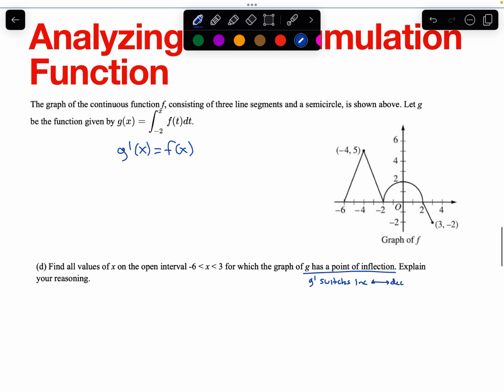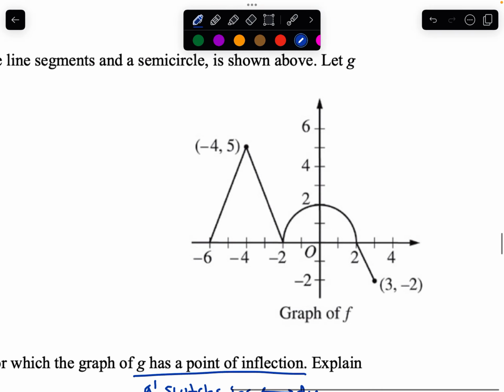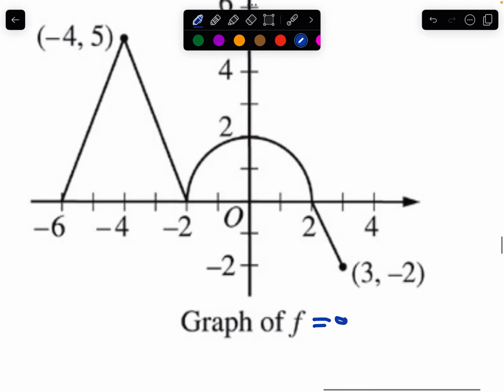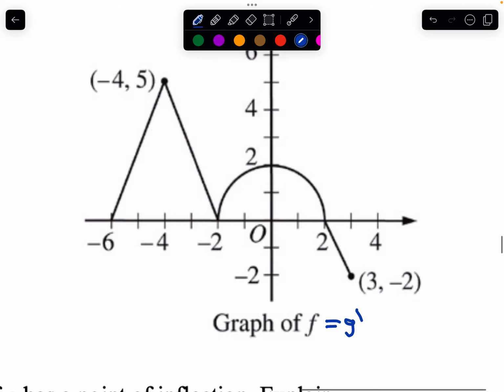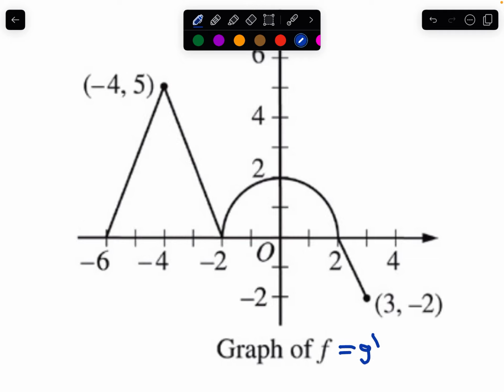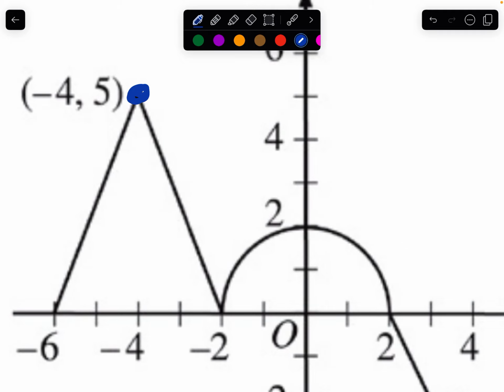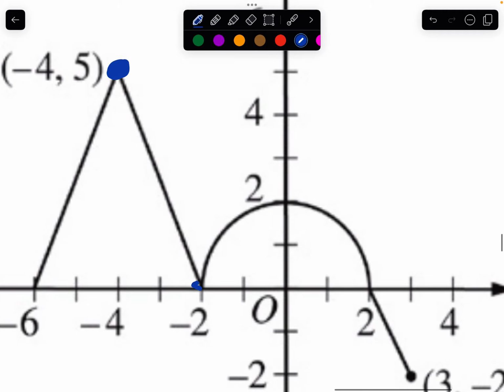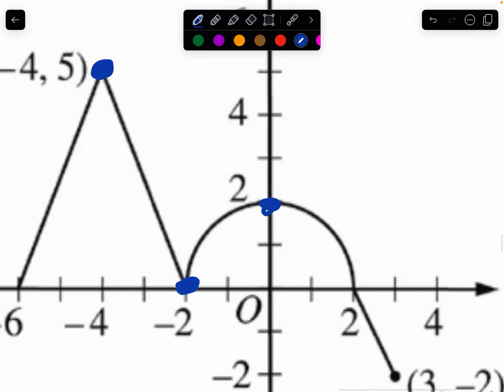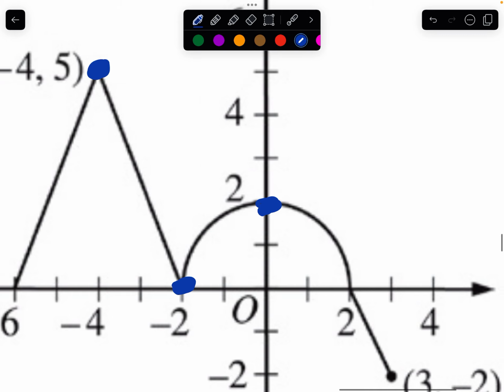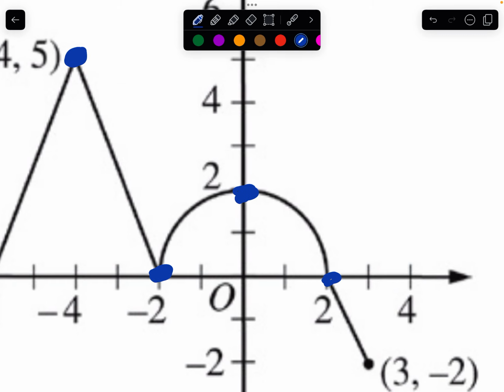Okay, so before we start writing things down, again, this is the graph of g prime. Where does this graph switch from increasing to decreasing or decreasing to increasing? Well, here it switches from increasing to decreasing. Here it switches from decreasing to increasing. Here it switches from increasing to decreasing. Okay, got to be careful here. It's decreasing and then continues to be decreasing. And so there is not a point of inflection there.